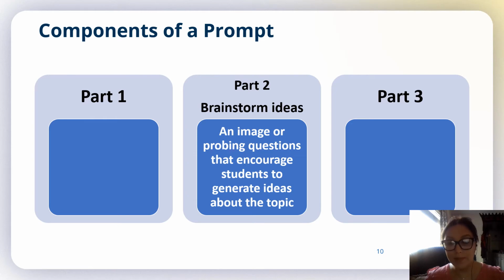Now, part two, you're helping them brainstorm ideas. And I would say that this is probably the part that I find missing in many prompts. So in this part, you can give them an image, a series of images, or you can include some probing questions and statements that help them brainstorm ideas about the topic. Remember, in a classroom situation, sometimes the teacher does this in the form of a class discussion. So they discuss and brainstorm together as a group, but it wouldn't hurt also to put it in writing when you're assigning the prompt.